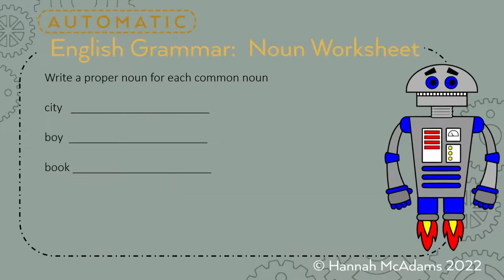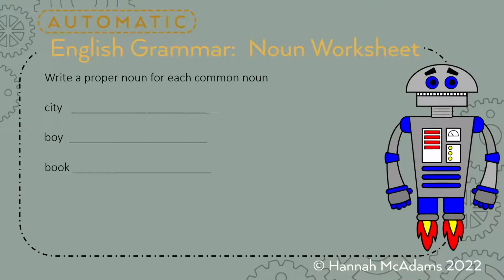Okay, so on your worksheet today, we don't have any fill in the blank stories, but we'll start that tomorrow. But for your worksheet today, you're going to write a proper noun for each common noun. So I'll give you an example. So you have city. Well, city is a common noun because we don't know which city.